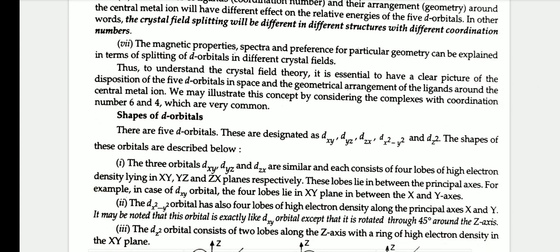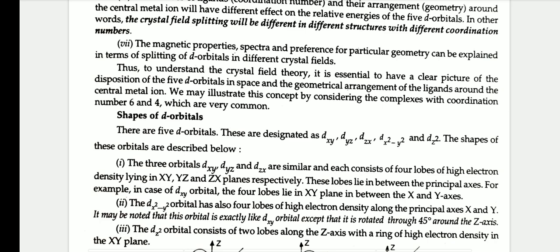Shapes of d orbitals. There are 5 d orbitals. These are designated as dxy, dyz, dzx, dx square minus y square, and dz square. The shapes of these orbitals are described below. The three orbitals dxy, dyz, and dzx are similar, and each consists of four lobes of high electron density lying in the xy, yz, and zx planes respectively. These lobes lie in between the principal axes. For example, in the case of the dxy orbital, the four lobes lie in the xy plane in between the x and y axes.